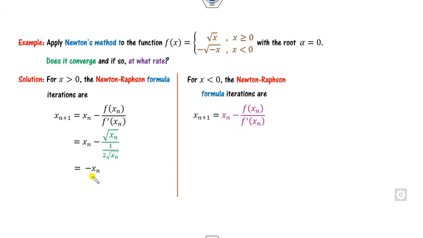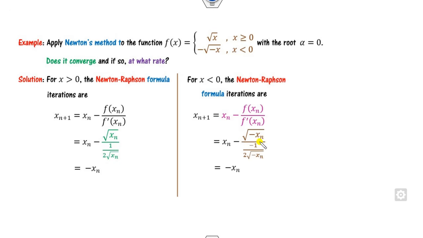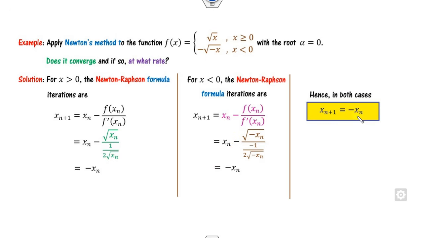On the other hand, if I take x less than 0, then f(x) will be minus of root of this. Then you can find the derivative of this. It will be half times minus of this to the power minus 1, that is half of root of minus x. I can substitute both the values here, and after simplifying you can get this expression. Now it clearly shows that in both the cases we will get this.